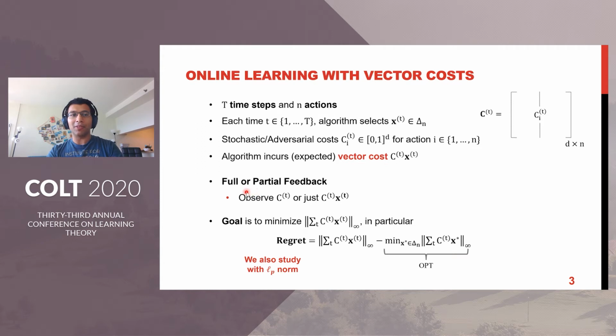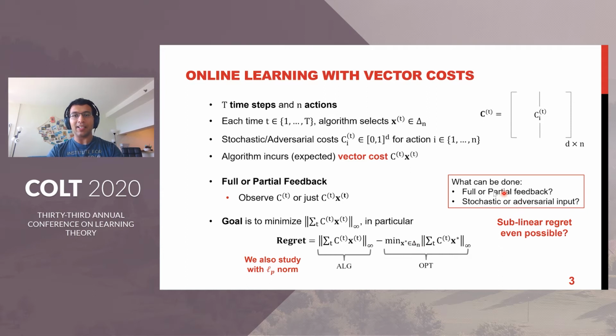Good. Again, the problem can be studied both in full or partial feedback models. You get to observe either this entire matrix or just this output. And what's your goal? Your goal is to minimize some norm of your total cost vector. So the summation over t of C^t x^t is the total cost vector. What you want to minimize is some kind of norm of it, maybe the L infinity norm. In the paper, we also study Lp norms. So what you want to minimize is your norm minus that of a fixed distribution, X star.